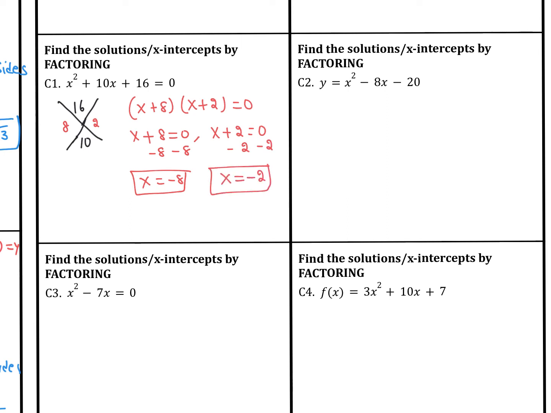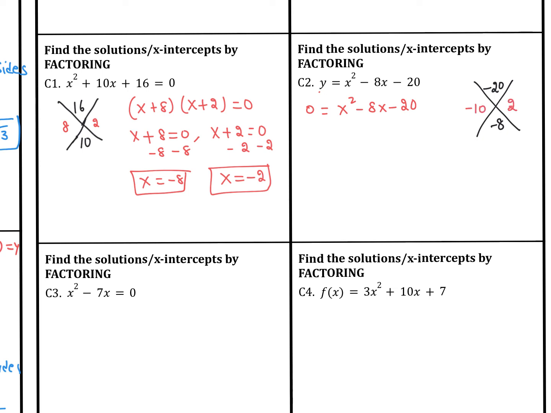For the next one, you set y equals 0 and going to use the cross method again. On the top of the cross is negative 20. On the bottom is negative 8. You're looking for two numbers that multiply to be negative 20 and add to get negative 8.